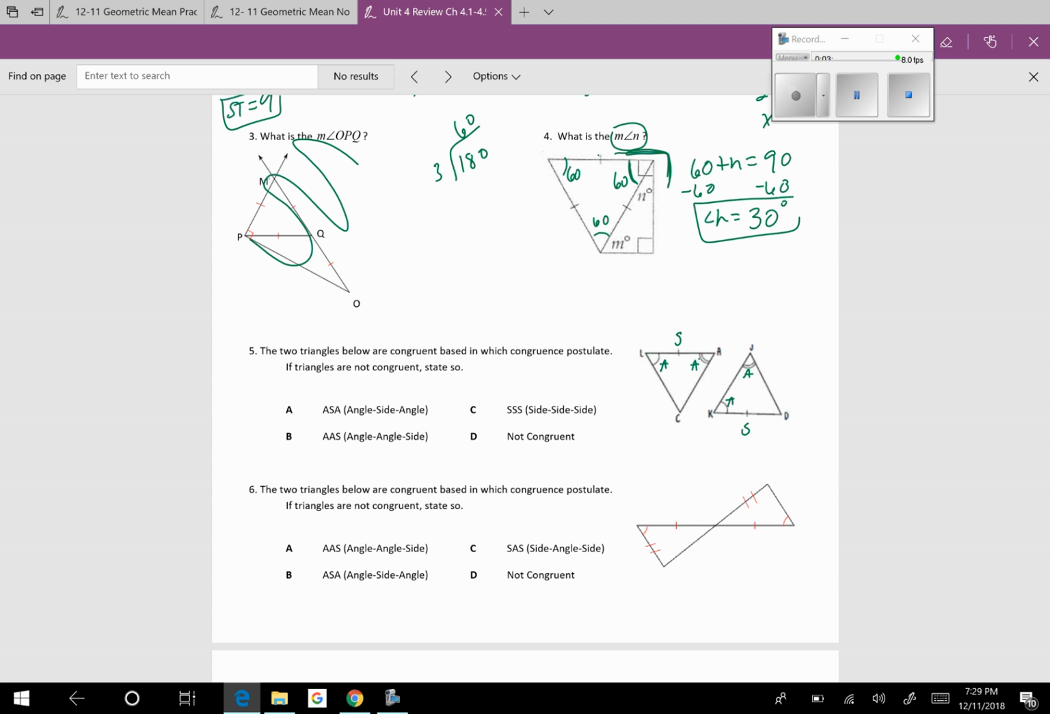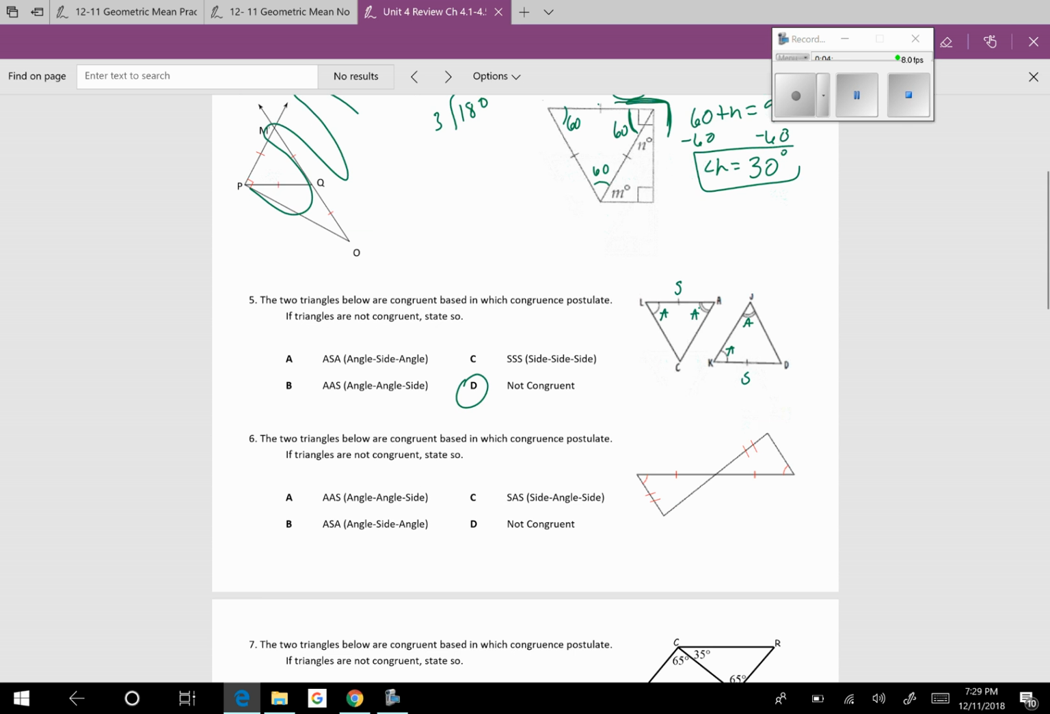Now, look at your picture, though. Do you see how we have the angle, and then the S is in the middle, and then the angle? And on the other one, it's the 2 angles, but the side is over here by itself. So these ones are actually not congruent. If this side was here between the 2 angles, then they would be congruent. But since it's not in the same spot, they are not congruent.